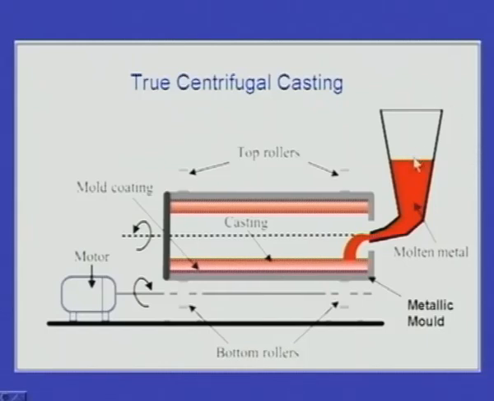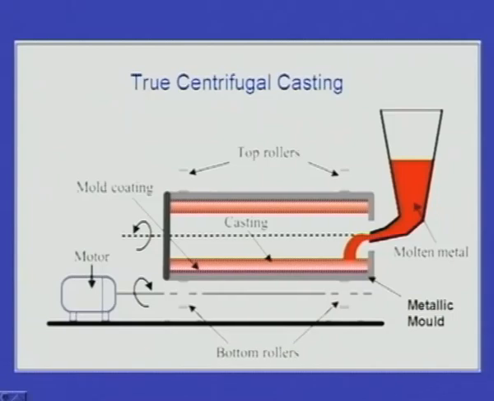this pouring cup, and the molten metal flows into the cavity inside the metallic mold, and it rotates, and the metal spreads all over, and the metallic mold continues to rotate until it completely solidifies. After solidification is over, we stop the motor and we can take the casting outside. So this is the basic principle.